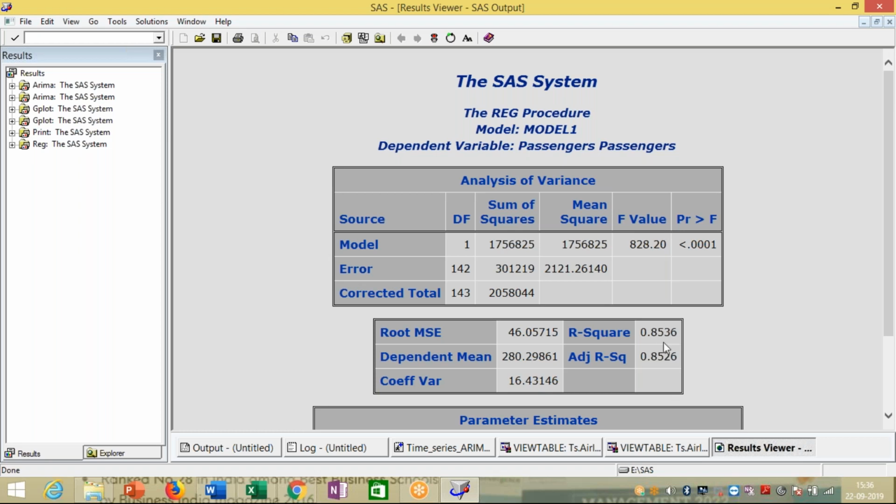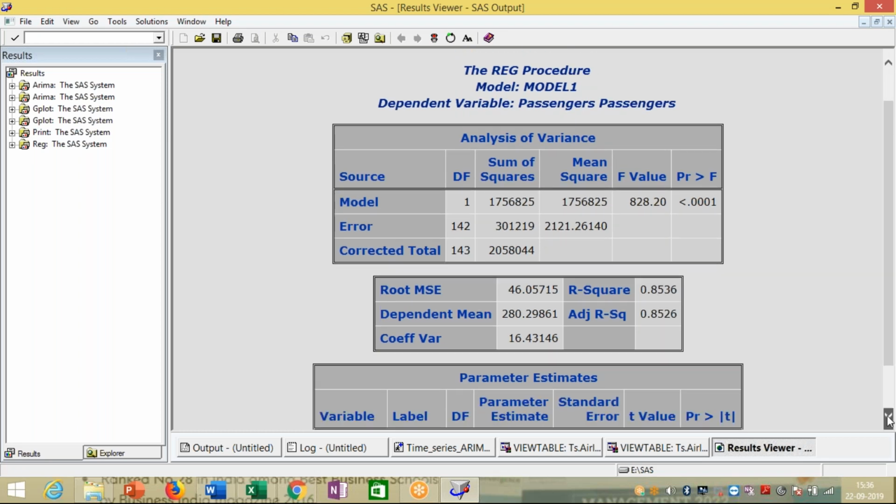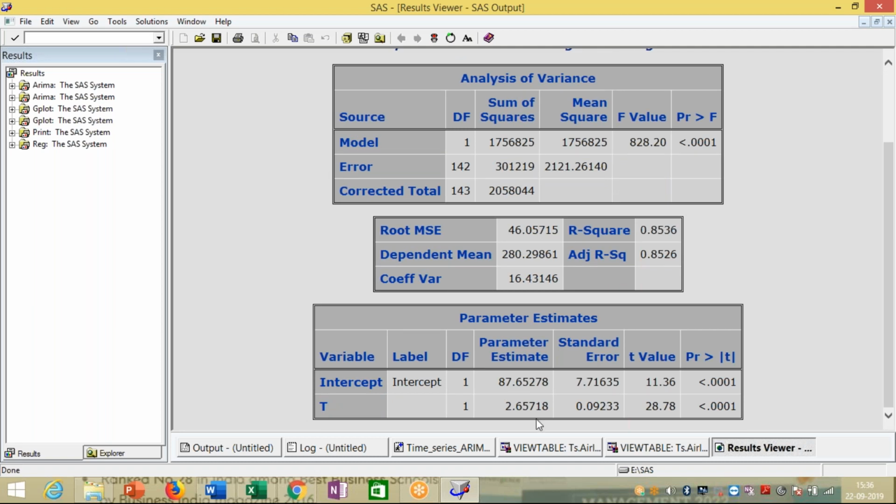Similarly, if I look into the R square and the adjusted R square, both are above 85%. So I can say that time alone explains 85% of the variation in the dependent variable, that is the number of passengers. So it tells me that yes, time is a very strong explanatory variable in the trend. So the trend component is actually very high. Over here, I see t and the parameter estimate 2.65718, and the p-value is less than 0.0001. So it says that yes, the causality between time and the number of passengers is actually very significant.